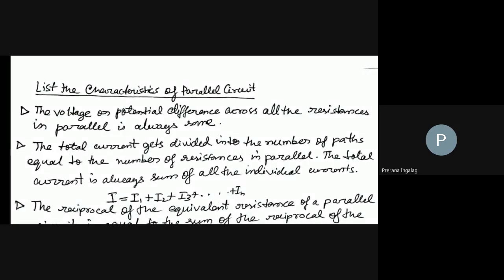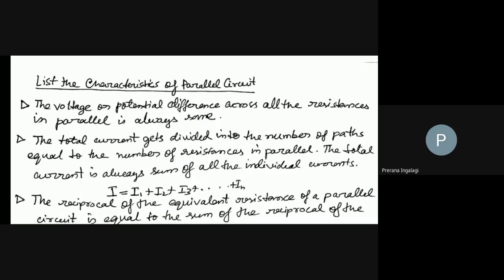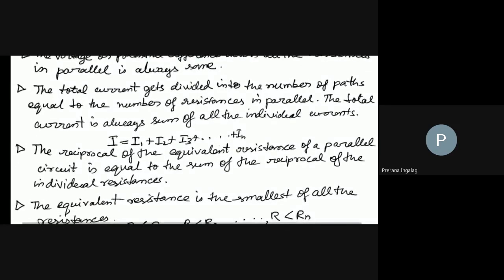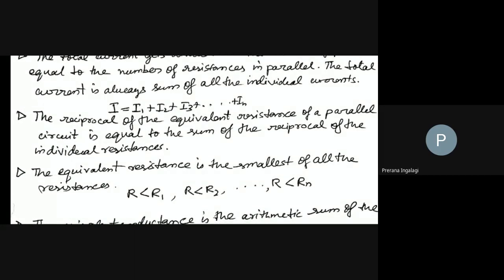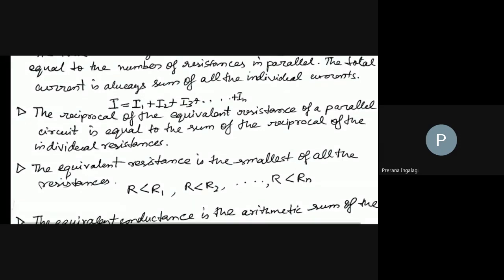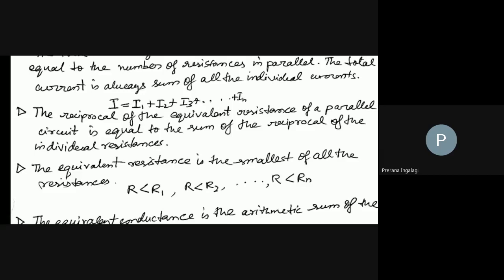Remember, in the earlier series circuit, voltage drops were the summation: V equals V1 plus V2 plus V3. Here, currents are the summation. The reciprocal of the equivalent resistance of a parallel circuit is equal to the sum of the reciprocals of the individual resistances. The equivalent resistance is smaller than all the resistances. This is just the opposite of a series circuit, where the equivalent resistance was the greatest because it was the summation of all the resistances.